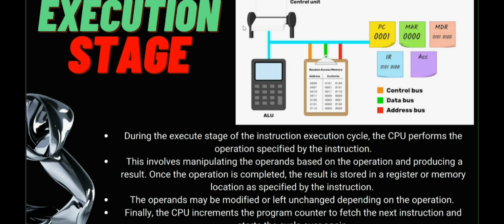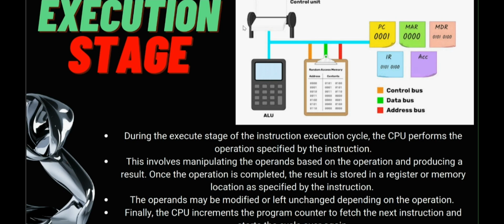or any other instruction type. During the execution stage, the CPU may also update the program counter, which is a register that keeps track of the memory address of the next instruction to be executed. This ensures that the CPU knows where to fetch the next instruction from once the current instruction has been completed.